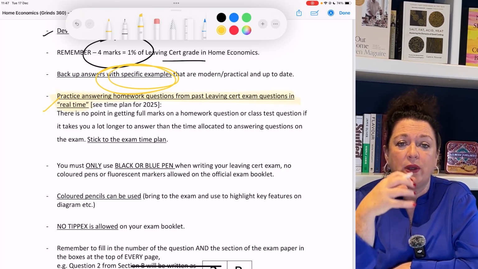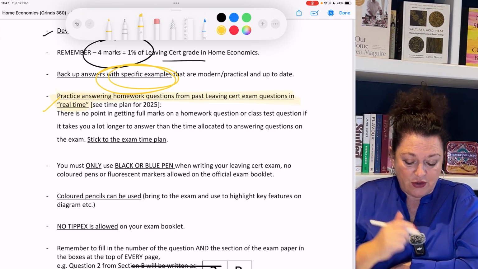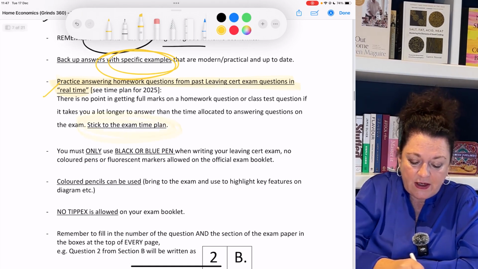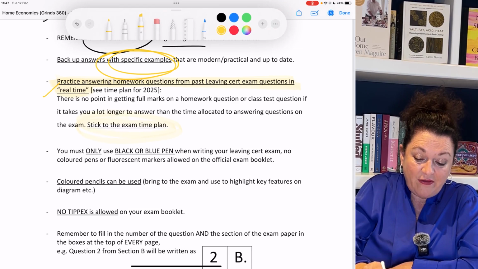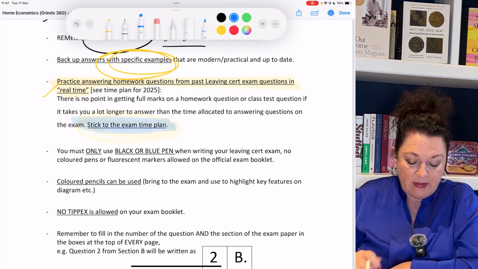We all know going in, it's 150 minutes and you must stick to your time plan. So I can't emphasize that enough. I think maybe I've gone on about it enough there. So stick to your time plan.